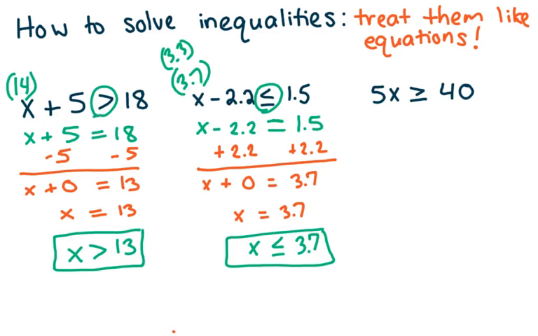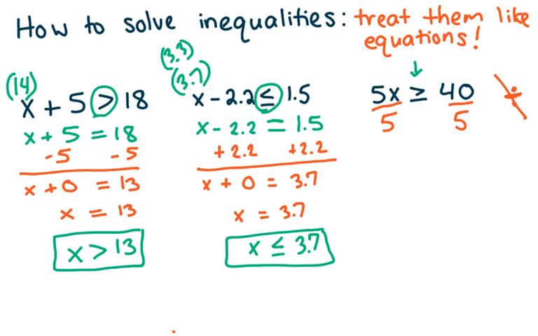Next piece. 5x is greater than or equal to 40. This time we're going to treat it like an equation without writing an equal sign. So if this were an equal sign here, what would we do? We would try to undo the times 5 on the x. The inverse of times 5 is divide by 5. And remember, in algebra, we use a fraction bar instead of this division symbol. So no division symbols in algebra, only fraction bars.